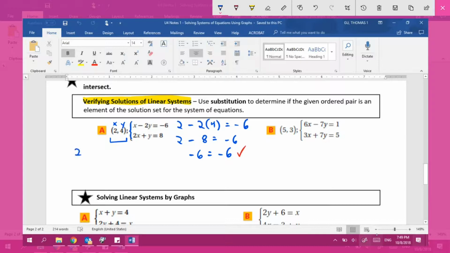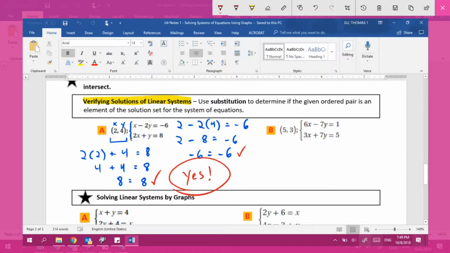Now we got to check the other one as well. Instead of 2x plus y, I want to write 2 times 2 plus 4 equals 8. What's 2 times 2, guys? That's 4. Plus 4 equals 8. 4 plus 4 is 8. Does 8 equal 8, guys and girls? Yes, it does. Both of these are true when I plugged in those numbers, which means yes, (2, 4) is a solution to the system of equations. So you guys try B on your own.